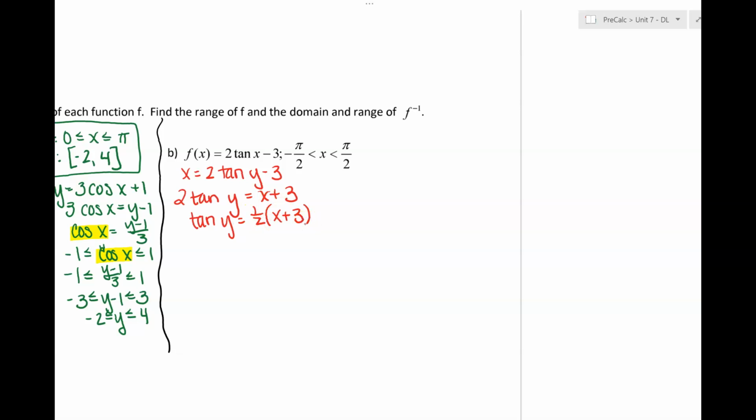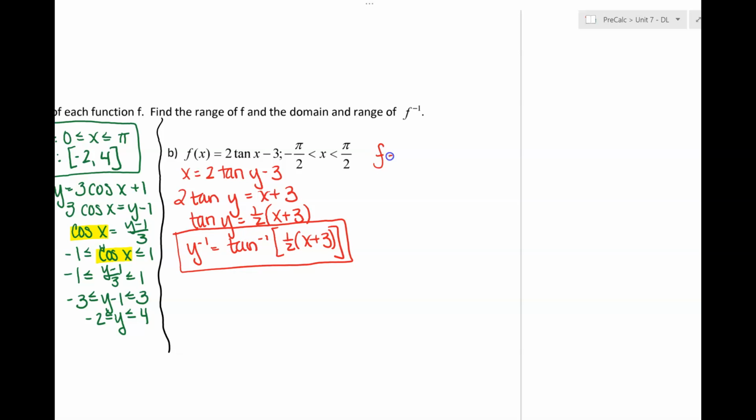Tangent of y is equal to 1/2 times x plus 3. Divide by 2 or multiply by its reciprocal. And then we take the inverse. So y inverse is equal to inverse tangent of 1/2 times the quantity of x plus 3. So there's our inverse function.